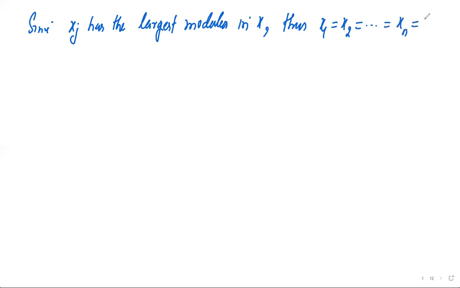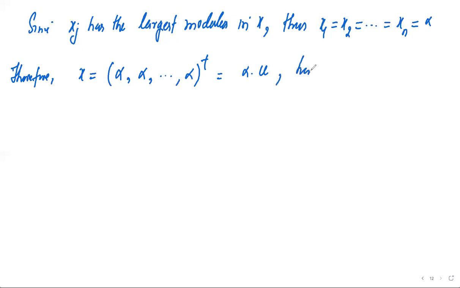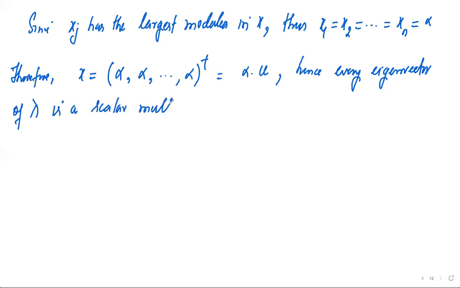In fact, they must all be equal, and suppose they are all equal to some number, let's call it alpha. So therefore we have x is equal to alpha, so on up to alpha transpose. So this is equal to alpha times u. So this means that if we consider any eigenvector corresponding to lambda, then that's always a scalar multiple of u. So hence every eigenvector of lambda is a scalar multiple of u, where u is equal to 1, 1, so on, 1 transpose.